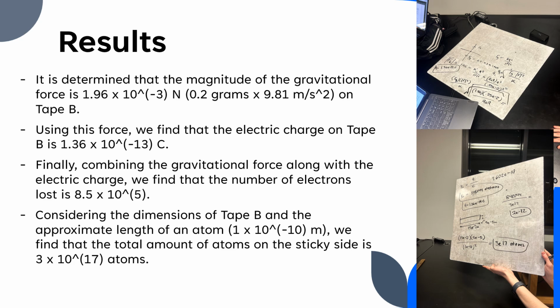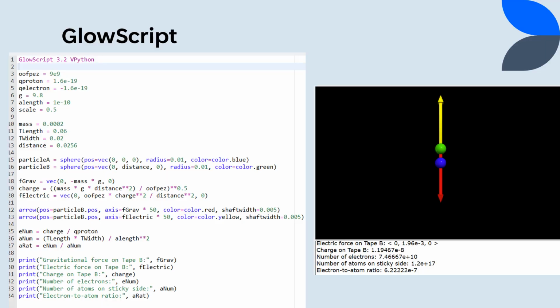Considering the dimensions of tape B and the approximate length of an atom, we calculated that the total amount of atoms on the sticky side of the tape was 3 times 10 to the 17. This is my CloseGrip. As you can see on the picture on the right, the top green charge is the uncharged tape, which has the red arrow pointing down for gravity and the yellow arrow pointing up as the electric field.